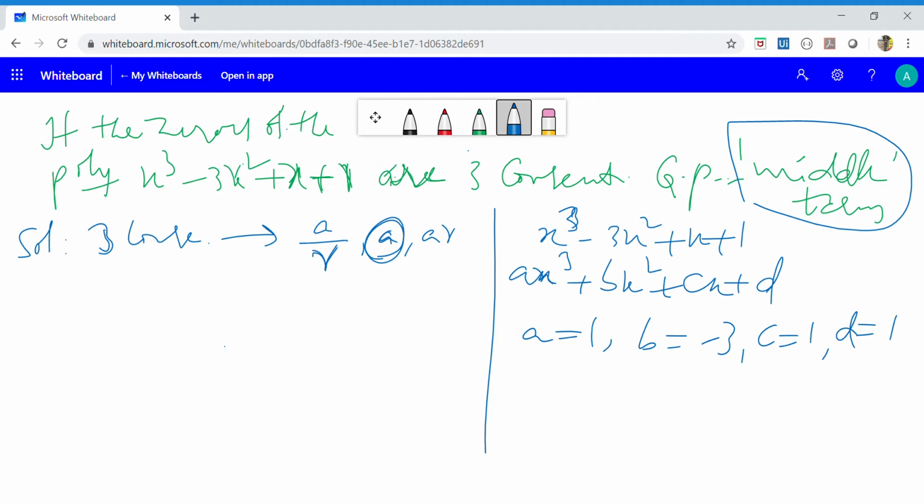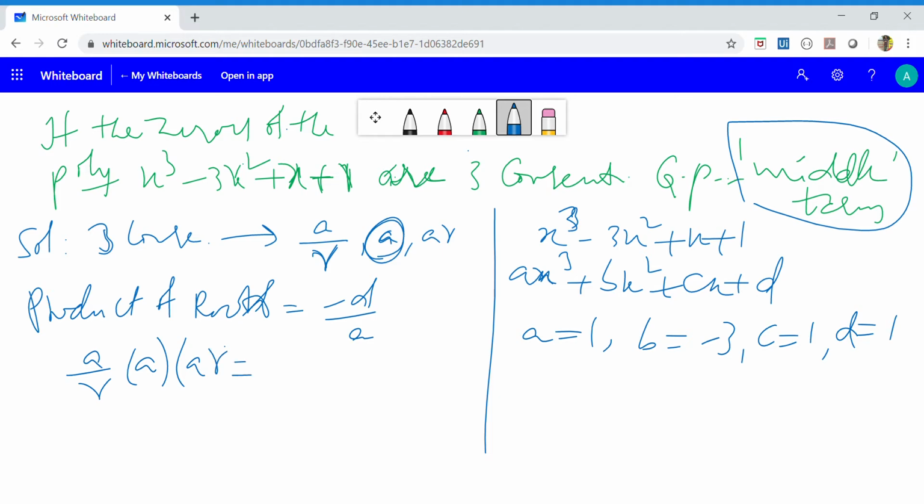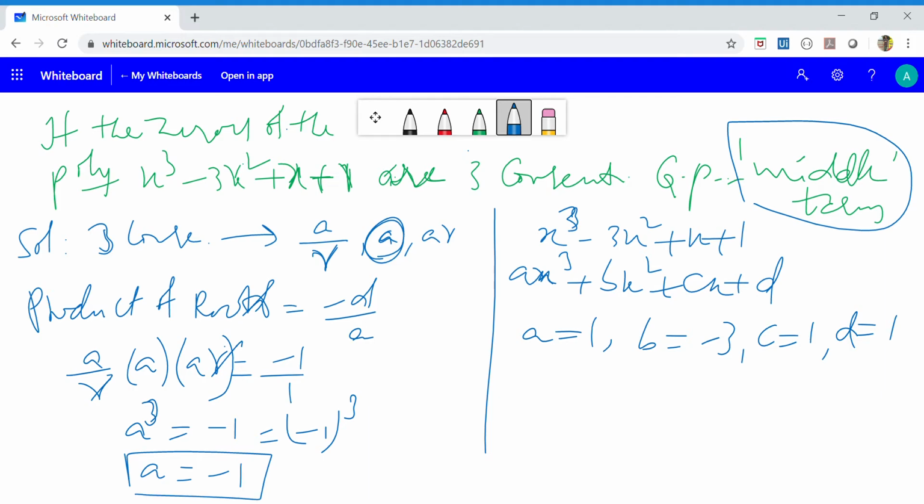So to get a, what am I going to do? I consider the product of roots, or product of zeros. Product of roots is equal to minus d by a because it is a cubic polynomial. So the product of roots alpha, beta, gamma is equal to minus d by a. Alpha is a by r, a, ar, so it is equal to minus 1 by 1, and r gets cancelled. A cube is equal to minus 1. Minus 1 can be written as minus 1 whole cube. So a is equal to minus 1.